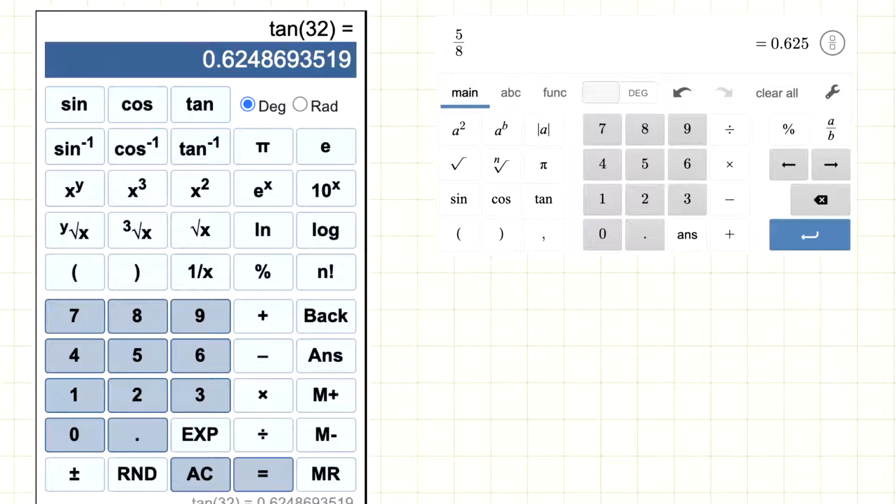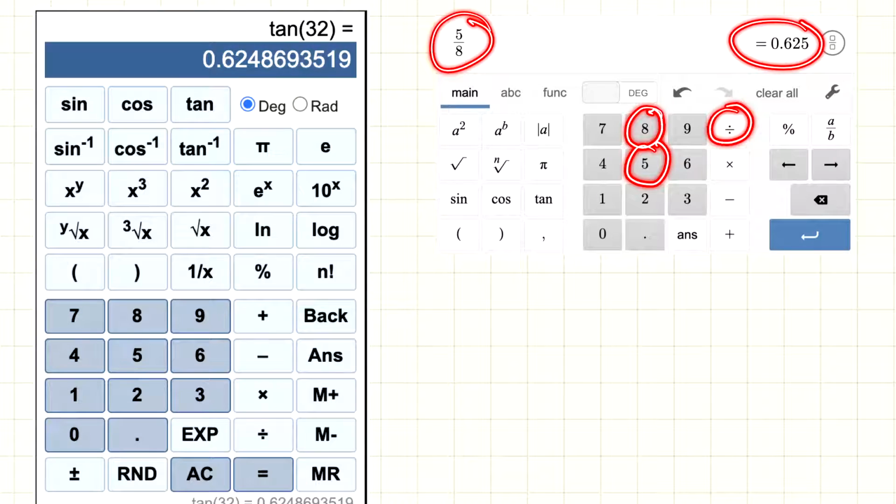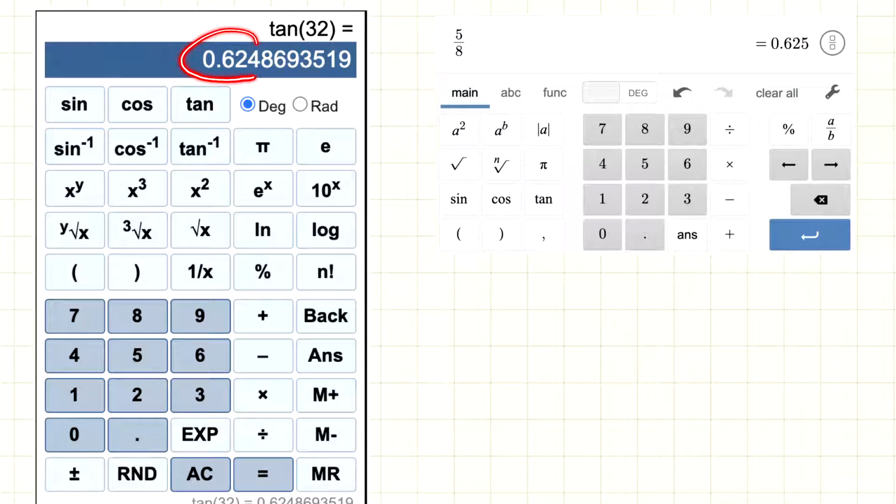I use the Desmos calculator, because I like the way it shows the fractions. I typed in 5 divided by 8, that gives us our fraction, and you'll notice it gives us 0.625. So you'll notice that's pretty close to this decimal. If I round, then this is going to turn into 0.625.